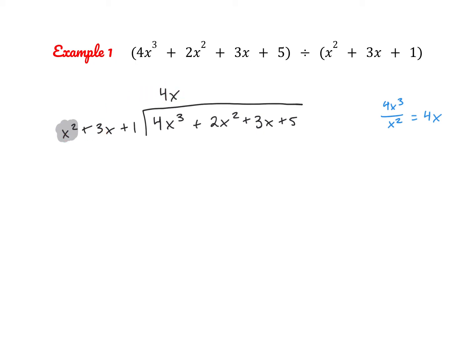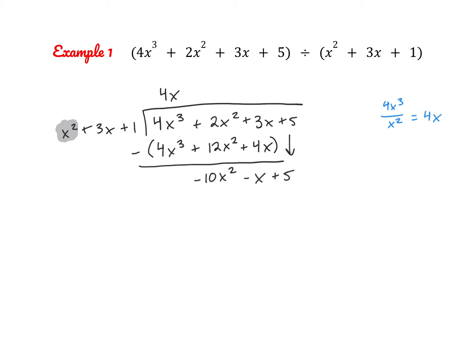This 4x, we're going to multiply it to all three terms, and we're going to line it up with these terms right here so we can subtract after. So 4x times x squared is 4x cubed, and then we have plus 12x squared plus 4x. Now this next step, we have to be really careful. We're subtracting every single term. I really recommend putting the minus and then parentheses to remind yourself that we're subtracting everything. So this first term is just 0. Here we have 2x squared minus 12x squared, so it's negative 10x squared, and then minus 1x. And then we can bring down the next digit, so plus 5.